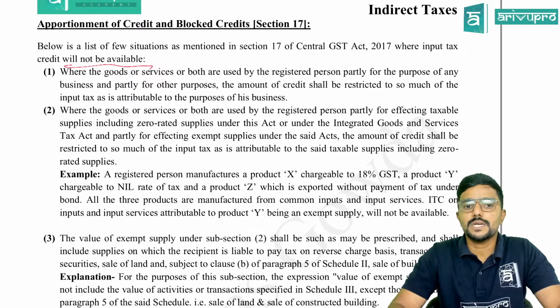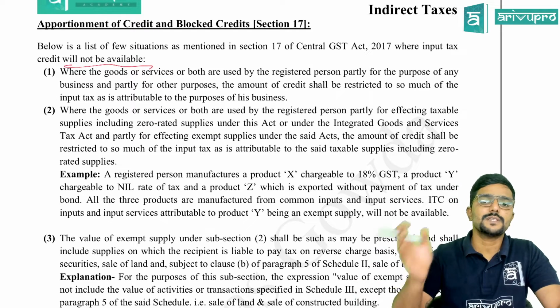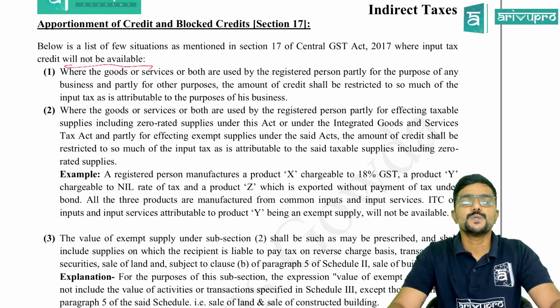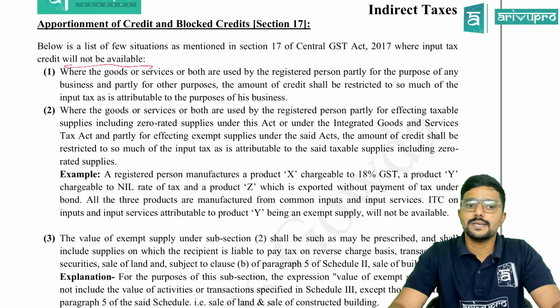Where the goods or services or both are used by a registered person, partly for the purpose of business and partly for other purposes, the amount of credit shall be restricted to so much of input tax as is attributable to the purposes of business.